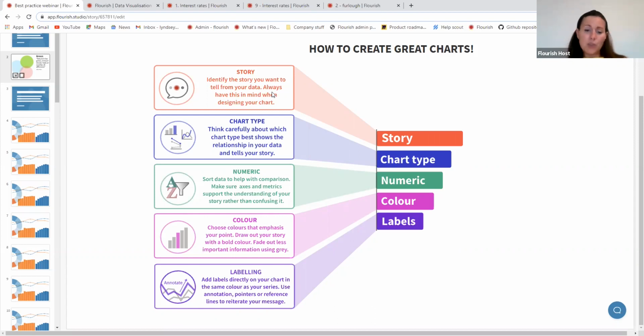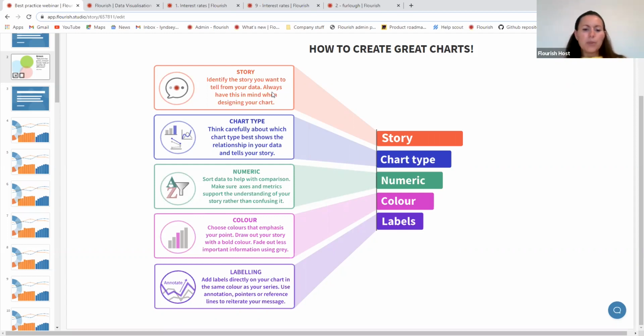Fourthly, color choices. The choice of color that you use in your charts is probably one of the biggest decisions, and sometimes people don't put a lot of attention on this, but you should choose colors that emphasize your point, and bold colors to draw out your story, and fade out less important information using gray. These kinds of contrasting colors can really make a big difference to how your chart comes across to someone.